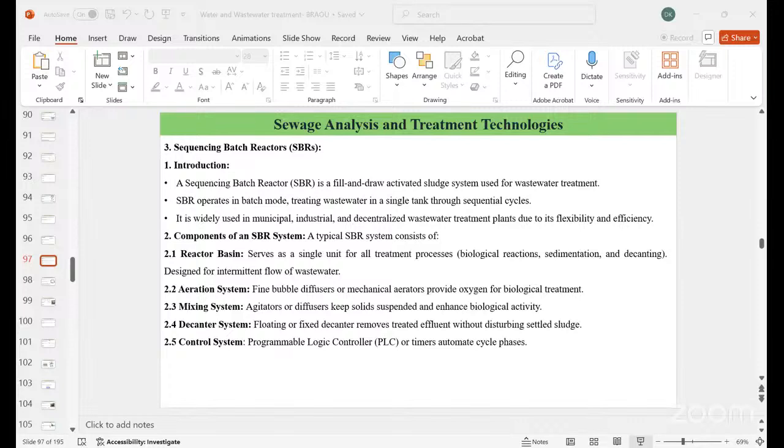And the disadvantages can be the formation of disinfection byproducts like trihalomethanes, which are potentially carcinogenic, and it requires careful control to avoid excessive chlorine levels. So there should be some kind of control also.